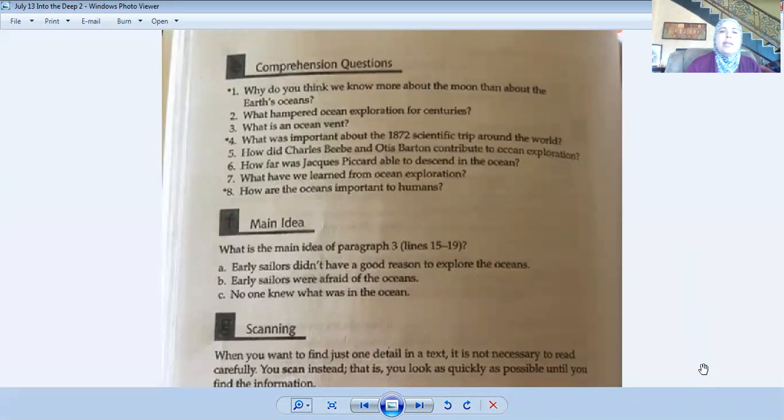Amazing. All right, so these questions we have to base on the passage. The answers to these questions have to be based on the passage. Why do you think we know more about the moon than about the Earth's oceans?